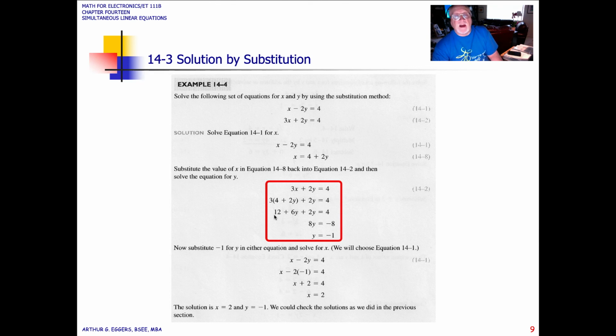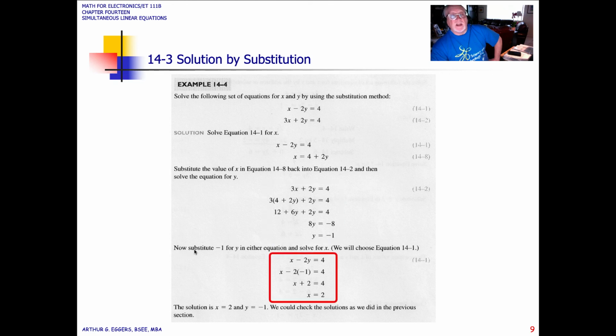You'll notice now all of my x's are gone. I have this now in terms of y. So 12 will be moved to the other side of the equation, to the right side, and I will gather my terms, 6y plus 2y, which gives me 8y is equal to minus 8. Minus 12 plus 4 gives me minus 8. And we have a solution then of y equals minus 1.